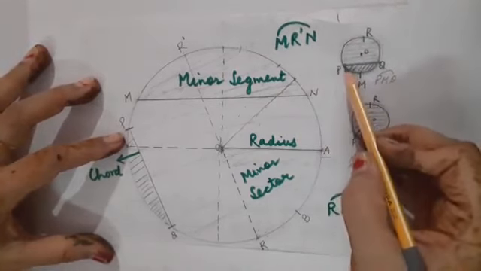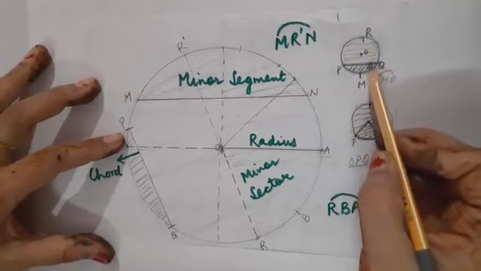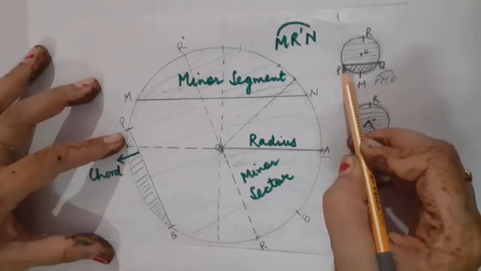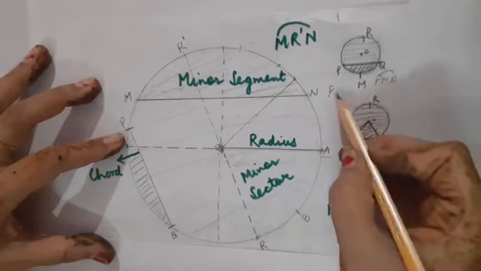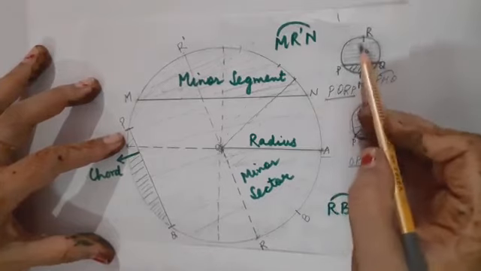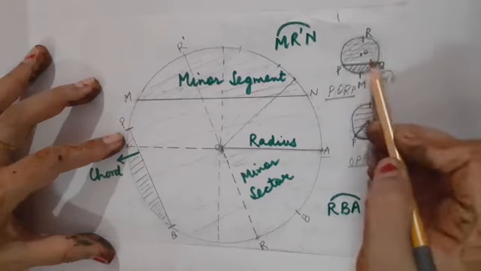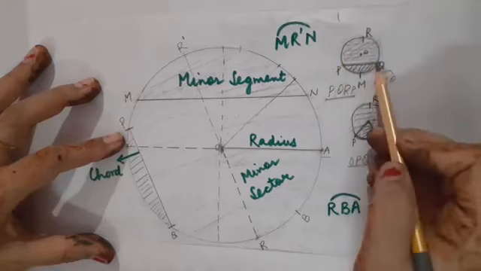If I talk about the major segment, then how will you give the name? You will give the name like this: P, R, Q, and then ultimately you can reach P again. It will be P, Q, R, P. This region is known as major segment. Why? Because this is corresponding to the major arc. Got it?